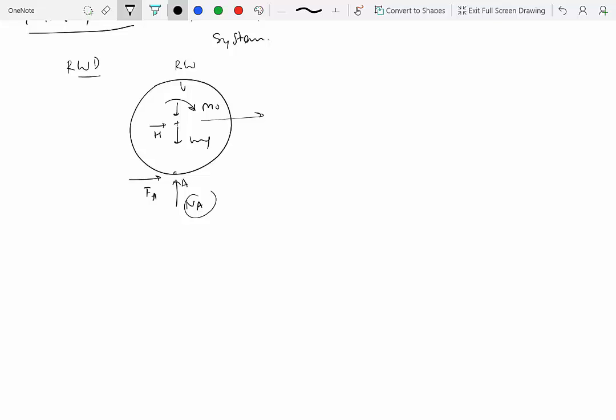V and H, V will not do any work, Mg will not do any work. Clearly H will do some work. What about F sub A, the friction force? Is F_A doing any work?